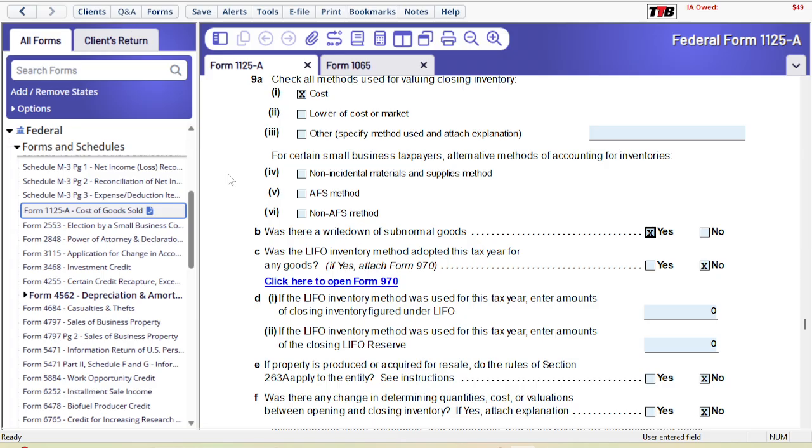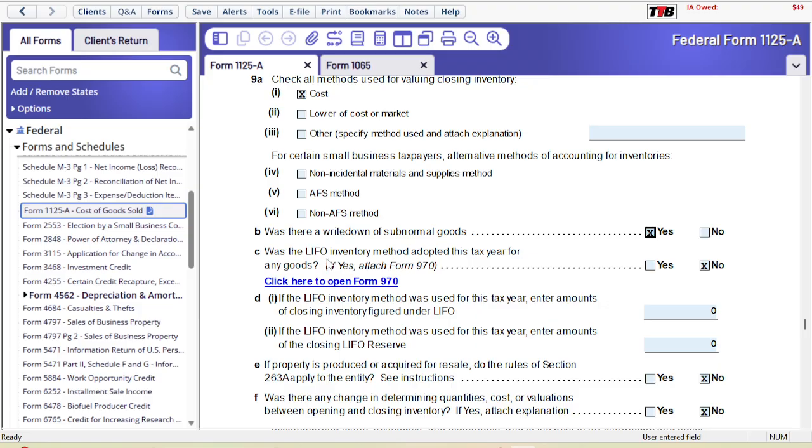If you use last in, first out, that means the cost of the product you purchased in 2025 is what you allocate as cost of goods sold. When you sold in 2025, you sold the 2025 ones first before you sold the 2024 ones. So that is last in, first out. And if you are using last in, first out, there are more requirements to it.